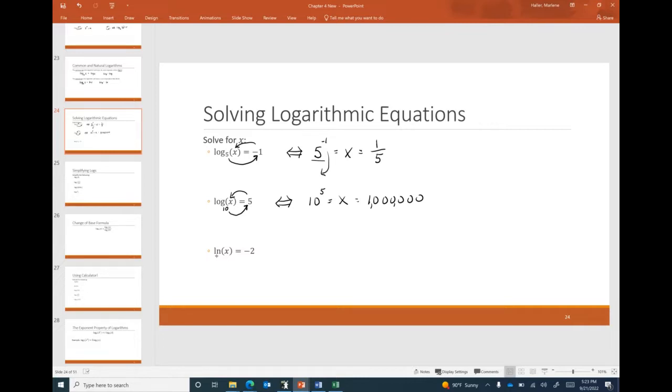This last example here is the natural log of x, or ln x. Natural log of x, of course, is log base e of x. If that equals -2, when we rewrite that in its exponential form, we say e to the -2nd power is x. Well, if we wanted to simplify that, that's 1 over e squared, right? We could write it that way as well.